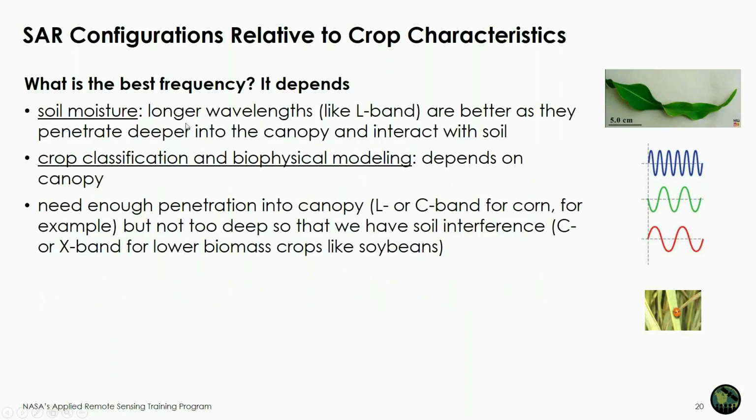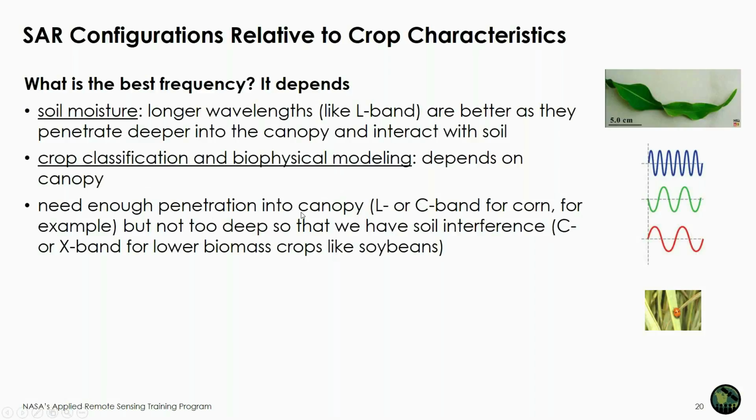In terms of soil moisture, longer wavelengths like L-band tend to be better for soil moisture retrieval because there's greater penetration through the canopy and greater interaction with the soil surface. When we think about crop classification or modeling biophysical parameters of crops, the exact radar frequency that's best is not an easy answer. It really depends on the canopy components itself, because remember, all of this is relative to the wavelength and the scattering components.